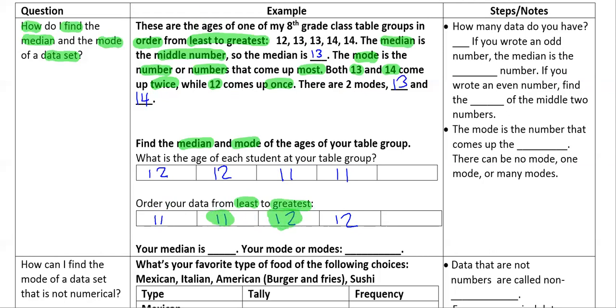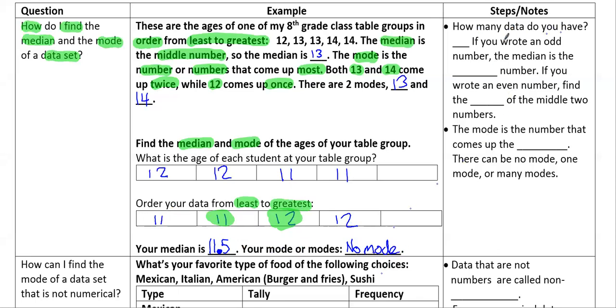So that's 11 plus 12 divided by 2. Okay, 11 plus 12 is 23. Divided by 2 is 11.5. And you could use a calculator to figure that out, or hopefully you actually can do that in your head. Okay, your mode or modes. Well, 11 comes up twice, 12 comes up twice. There's no mode, because each value comes up the same number of times.